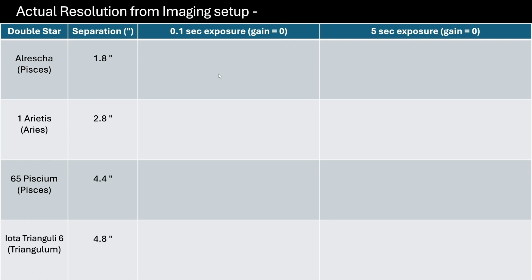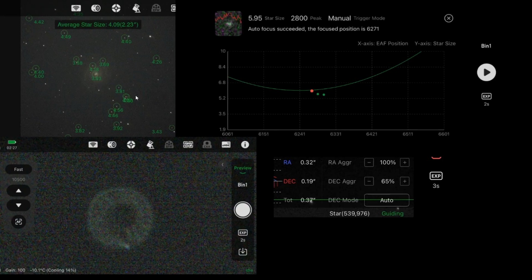Before I share my results, I want to show you some of my settings. Top right is the detect star feature. The star size is converted to arc seconds and is a good representation of my seeing. You can see my focus with the ZWO EAF.